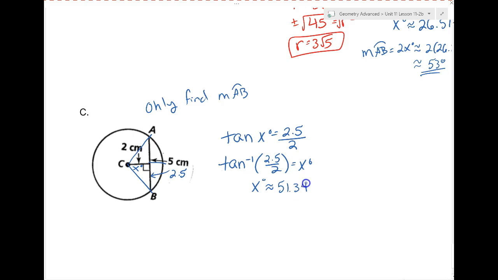That's 51.34, but notice I'm not done with that because I'm really looking for the arc. How do I get the measure of the arc? We have to double it. So that's where you're going 2 times whatever this is going to be. So it rounds up to 103. All right. So the radius you just used the Pythagorean theorem for. I'm not worried about you guys going 2 squared plus 2.5 squared in order to get that. You guys would be fine. Are we good?